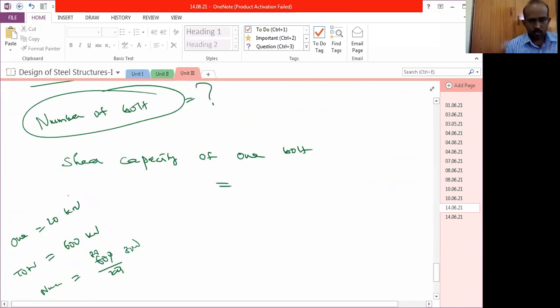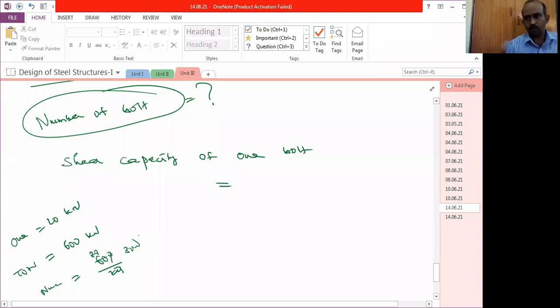Number of bolts needs to be calculated. This is where we stopped in the previous class. Design means we have to calculate the number of bolts. The number of bolts we need to calculate can be determined from the capacity.